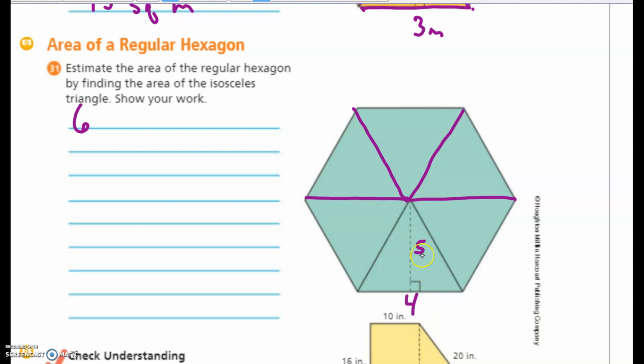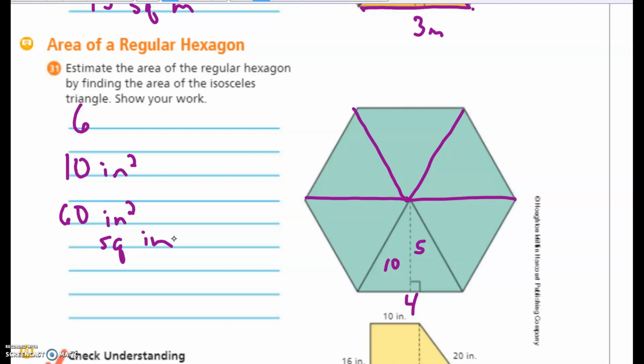All right, base and height, 5 and 4. Half of that's going to be 10. So one triangle is going to be 10. Oh, and you can make up your own unit, inches squared or square inches. And you have 6 of them. So the area is going to be 60 inches squared or square inches.